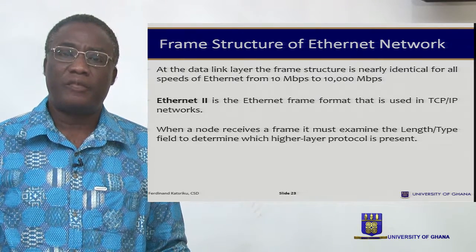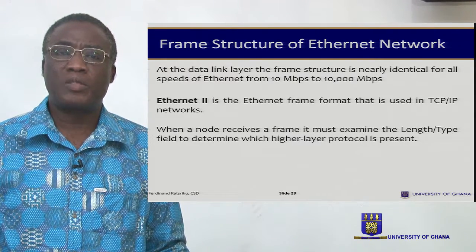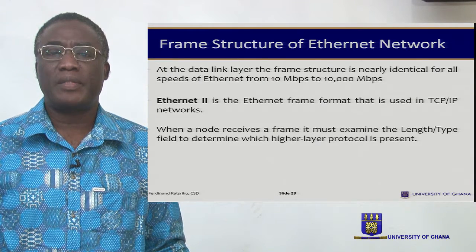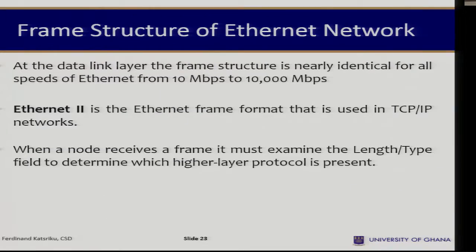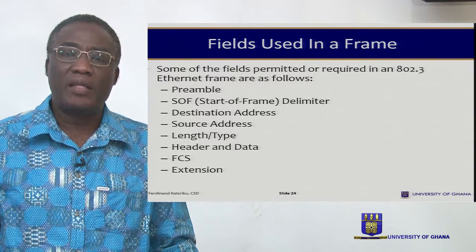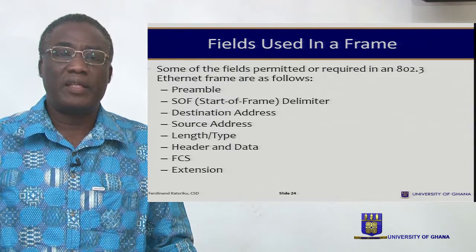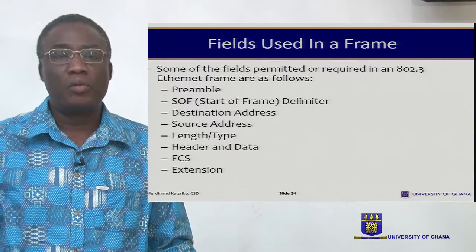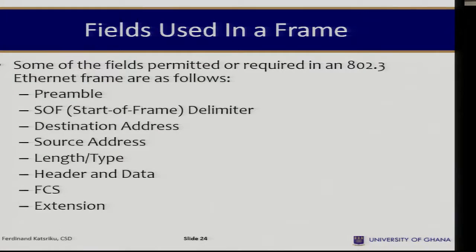At the data link, the frame structure is nearly identical for all speeds of Ethernet from 10 megabits per second to 10,000 megabits per second. Ethernet 2 is the Ethernet frame format that is used in TCP/IP networks. When a node receives a frame, it must examine the length type field to determine which higher layer protocol is present. Some of the fields permitted or required in an 802.3 Ethernet frame are as follows: the preamble, the start of frame delimiter, destination address, source address, length type, header and data, FCS, and extension.